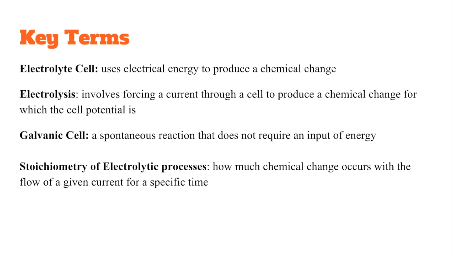And a galvanic cell is a cell that has a spontaneous reaction that does not require an input of energy. Basically, the difference between electrolysis and a galvanic cell is that a galvanic cell is a spontaneous reaction, which means it occurs on its own, and electrolysis involves another source in order to make the reaction occur. Finally, we have to know the stoichiometry of electrolytic processes, which is basically asking how much chemical change occurs with the flow of a given current for a specific time.